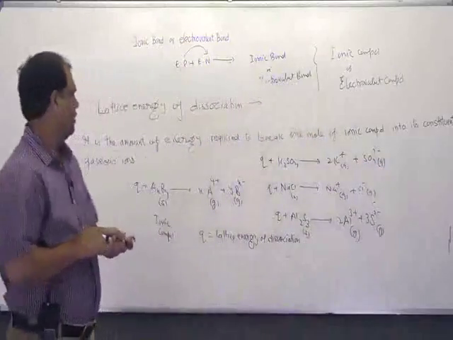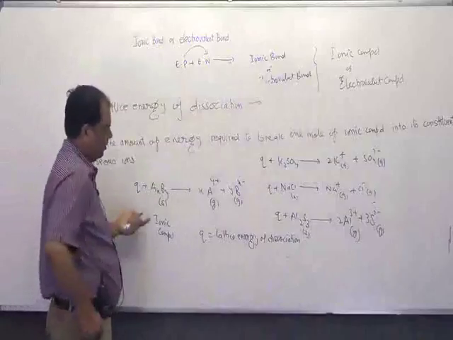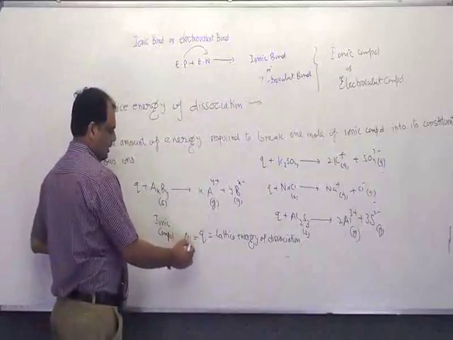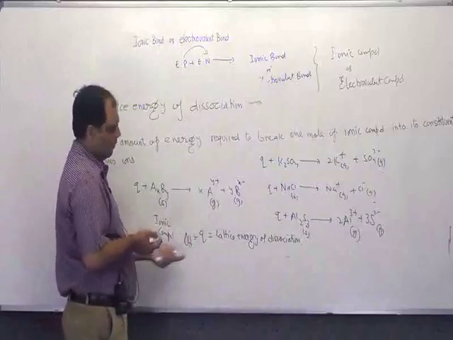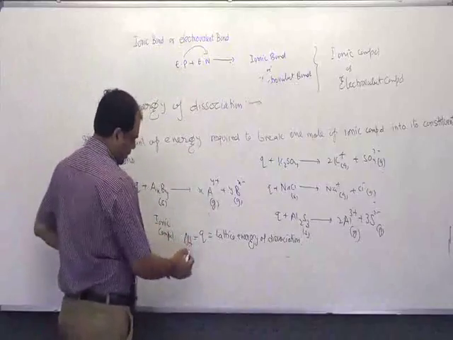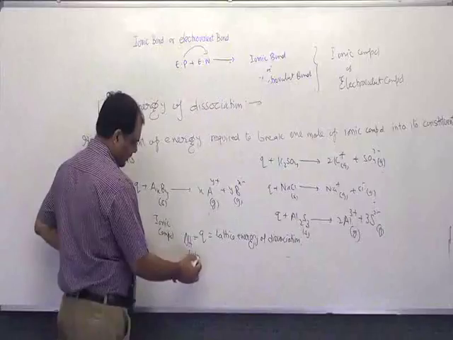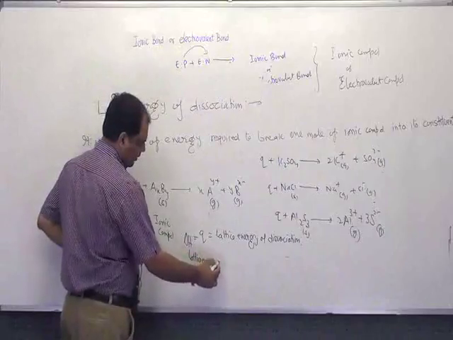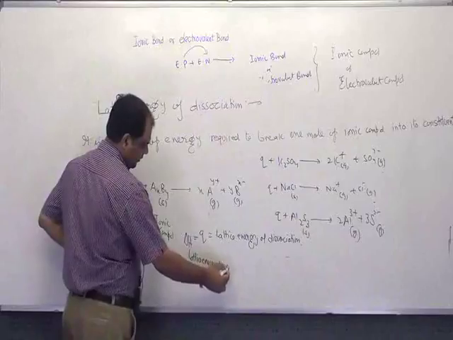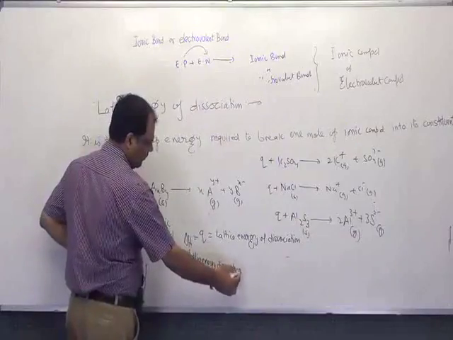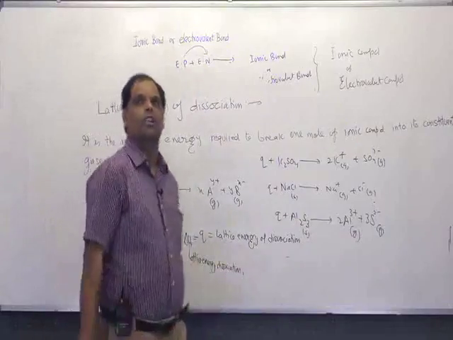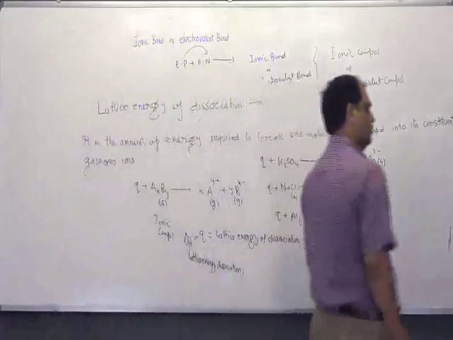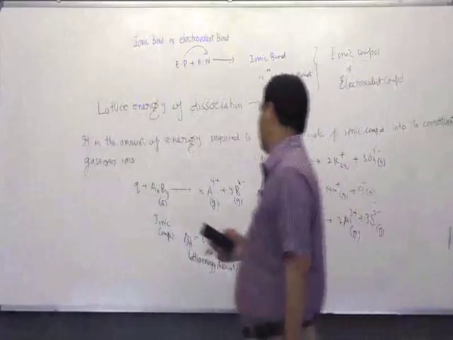It is sometimes written as delta H. Change in enthalpy is one of the symbols for heat. Q is also referred to as delta H, lattice energy of dissociation. Now I will try to explain.